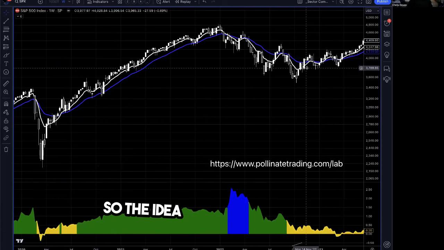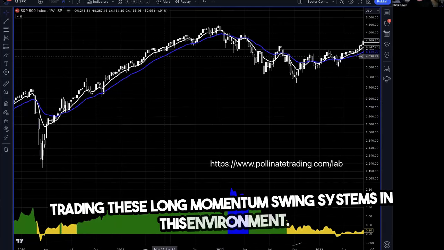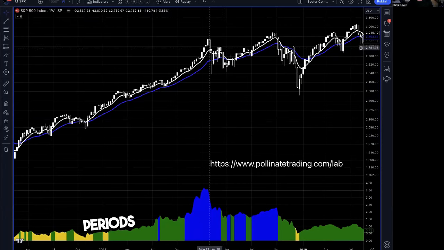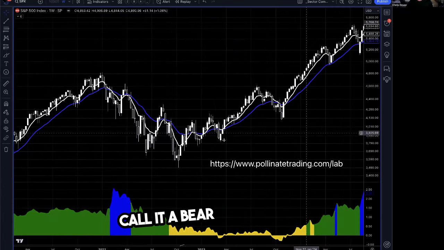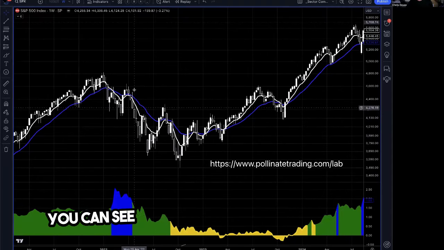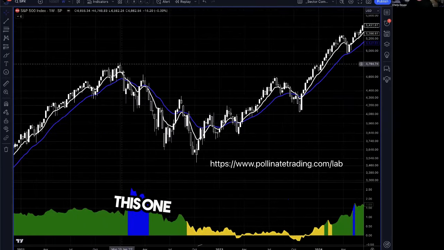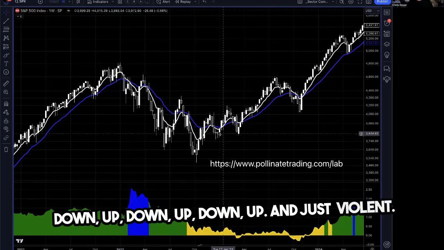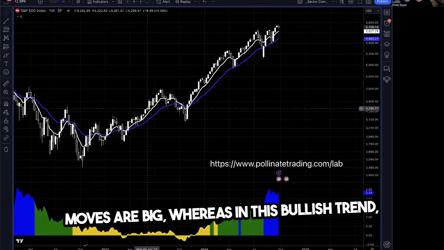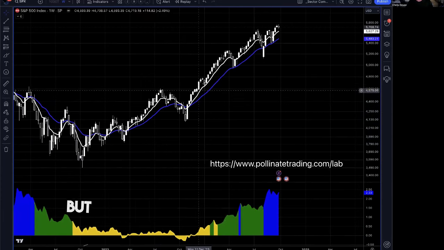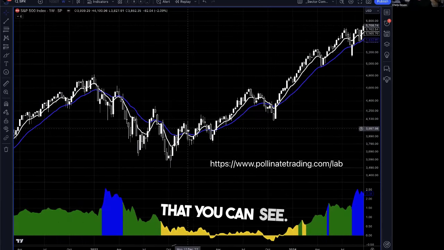So the idea is that you want to be trading these long momentum swing systems in this environment. Now, they do have these violent periods where they don't work, okay? And that's also indicative of, let's call it a bear market. This is a bear market. You can see it's not very simple. Even though this trends higher nicely, this one is down, up, down, up, down, up, down, up, down, up, and just violent. The down moves are big, the up moves are big, whereas in this bullish trend, the up moves are kind of small. The down moves are a little bit big, but the up moves are mostly small, okay? So that's two different characteristics that you can see.